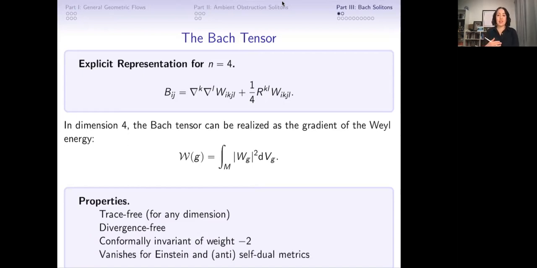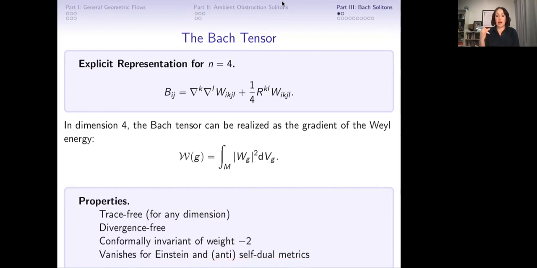Most importantly, I think in the argument for why we want to talk about the Bach tensor in the first place is that the Bach tensor actually vanishes for Einstein metrics. It vanishes for self-dual metrics, and it vanishes for anti-self-dual metrics in dimension 4.